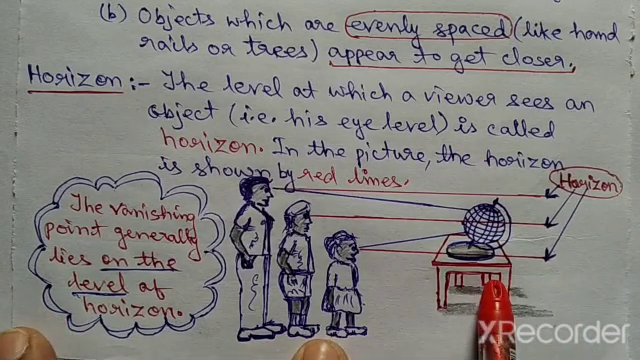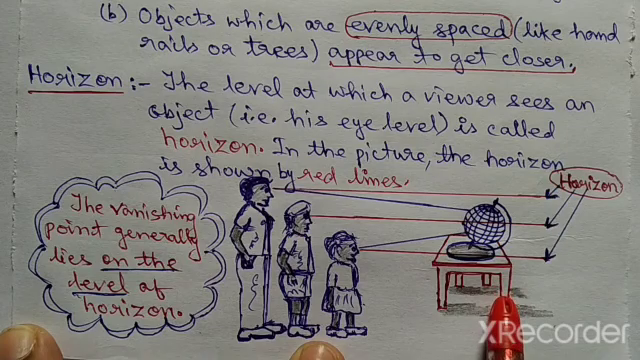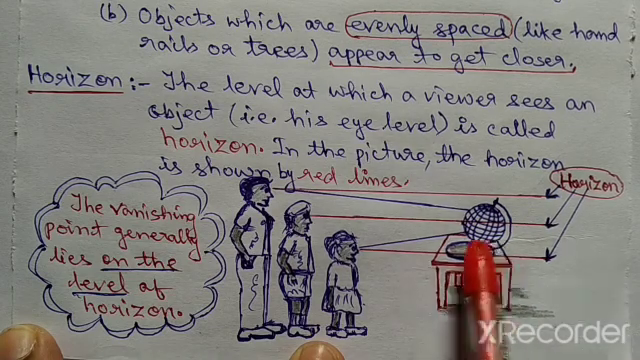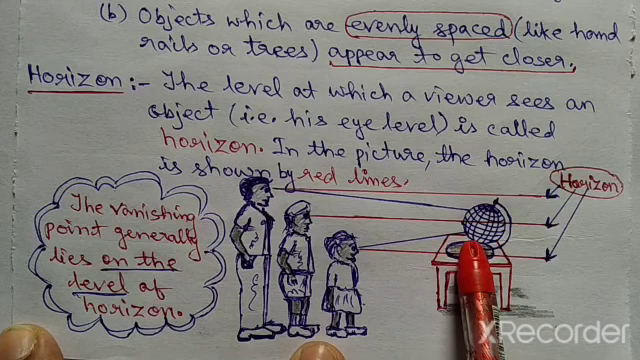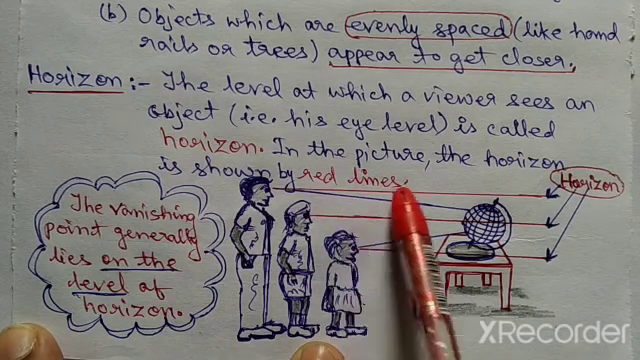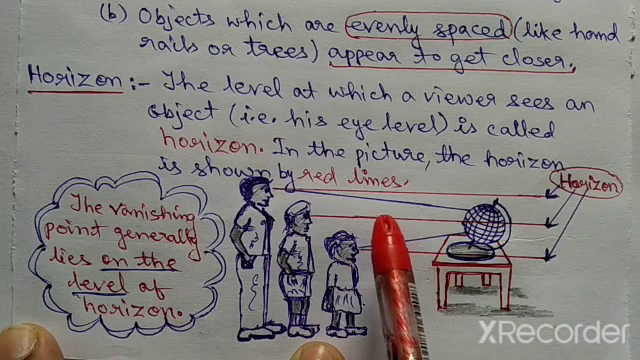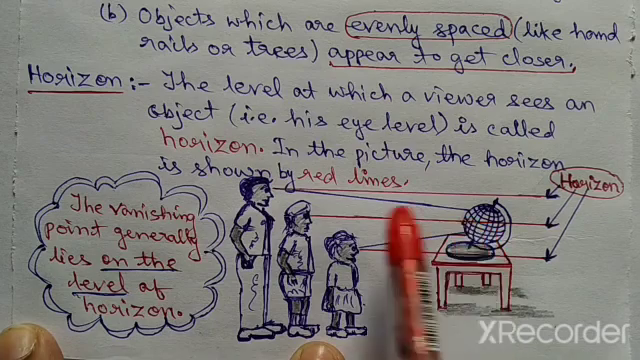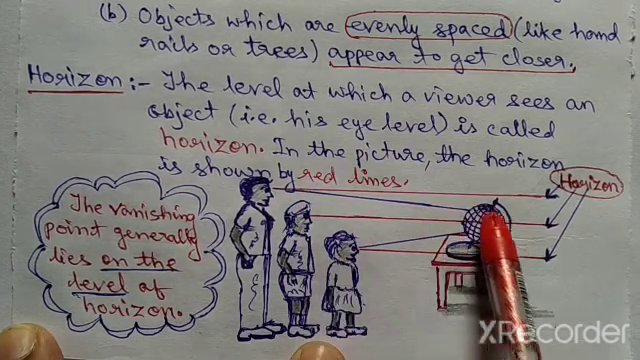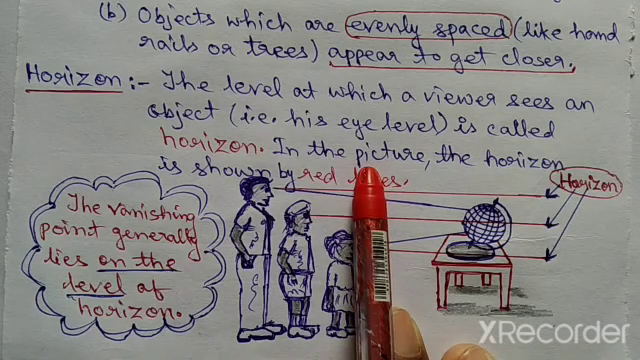Okay, so if we see this diagram carefully, each of them sees a different part of the same object. It happens because an object which is higher than the viewer's eyes will appear above the level of horizon, and the viewer will be able to see at least a bit of the bottom. Just see, only a small portion of the globe this man will see. Okay children, I hope you understood.